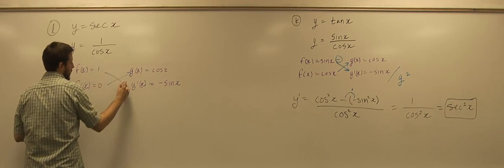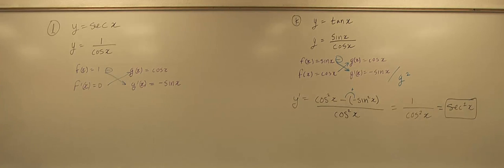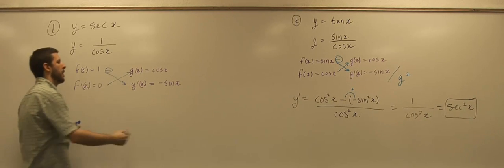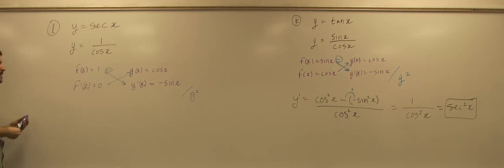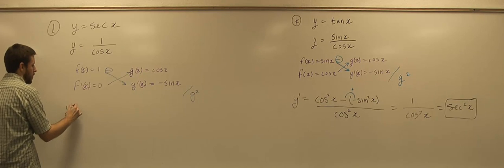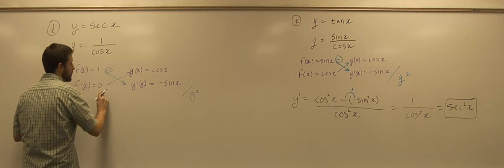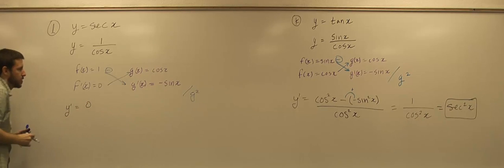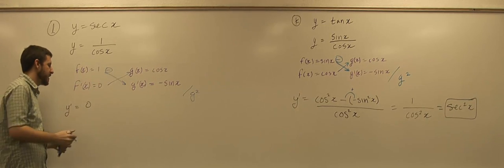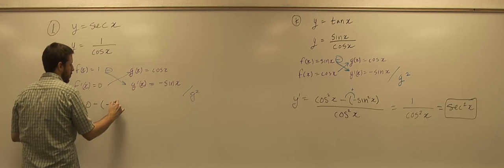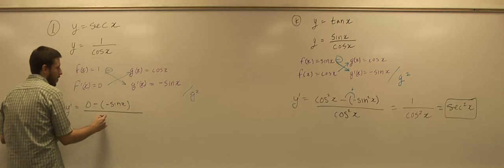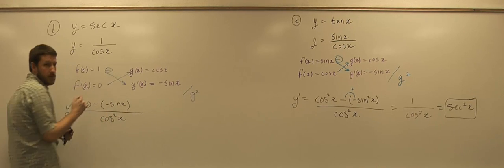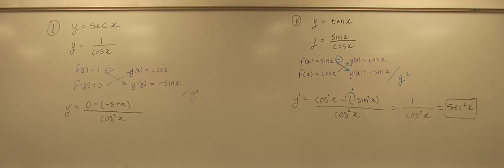Multiply up, multiply down, subtract. Divide by g squared. So y prime in this case will equal, let's see, 0 times cos x, so that's 0, minus 1 times negative sine x, so minus negative sine x, all over cos squared, all over the bottom squared.